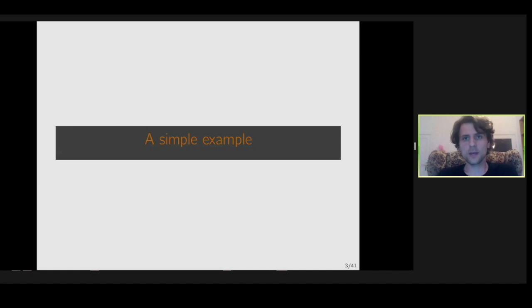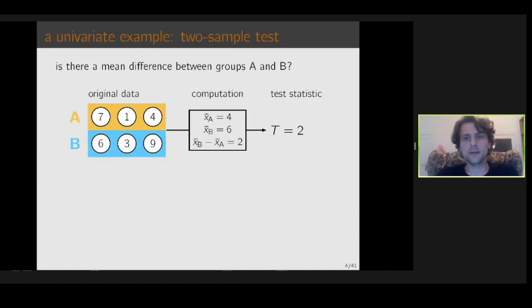So let's just start with a simple example. Let's assume we have acquired this very little data set, which consists of two groups, A and B, and we have acquired 3 data points in each group, A and B. So the question that we want to address now is: is there a mean difference between groups A and B? Well, what we could do is just calculate the means of A and B and take the difference. That's the mean difference. That's our test statistic, and in this case, it would be 2. Now the question, of course, is how significant is that difference? Is that difference statistically significant?